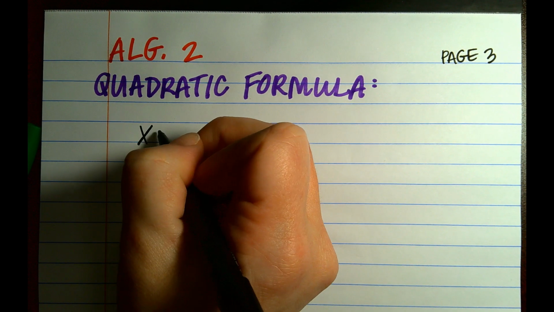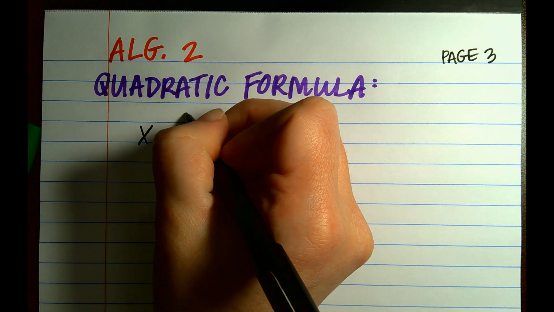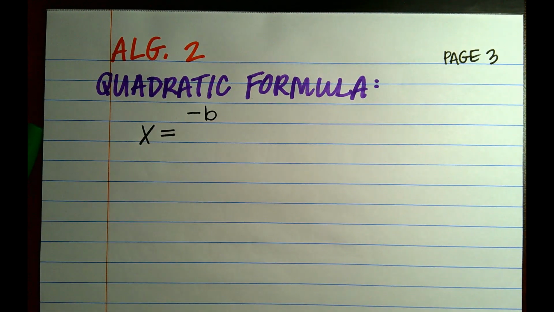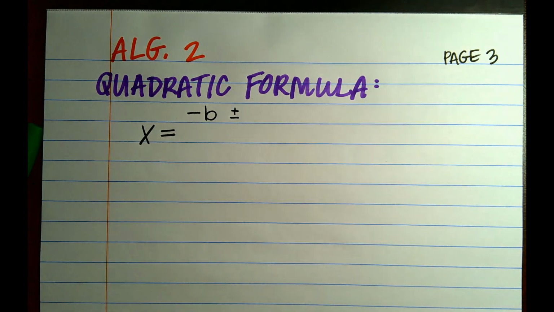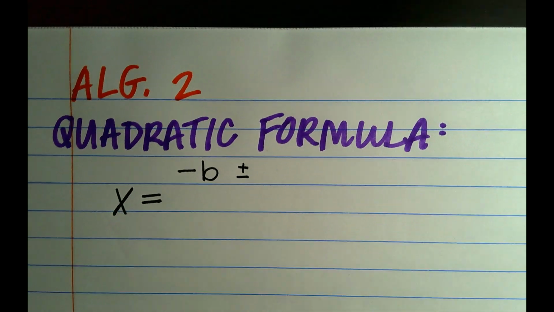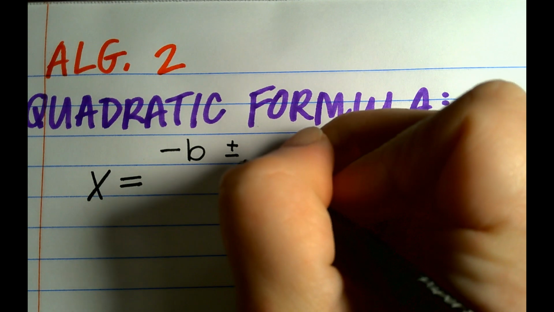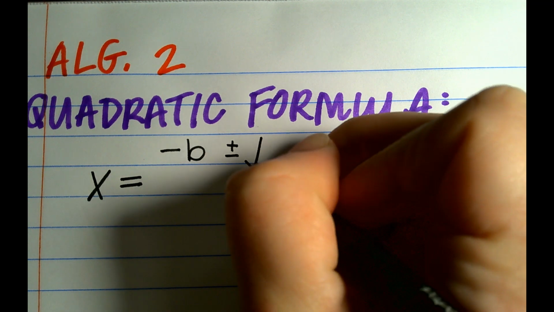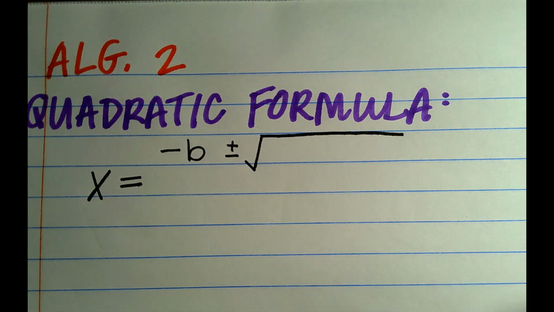So we have x equals negative b plus or minus, let me make this a little bigger, the square root. Do y'all know what a square root is? Not a clue. All right. The opposite of the exponent. Yes, it is the opposite of an exponent.